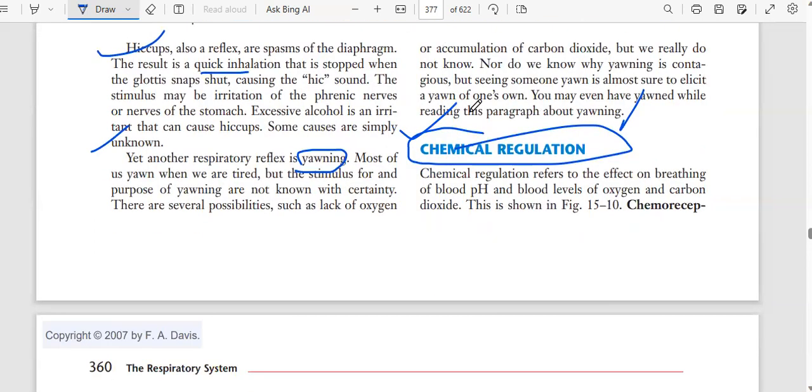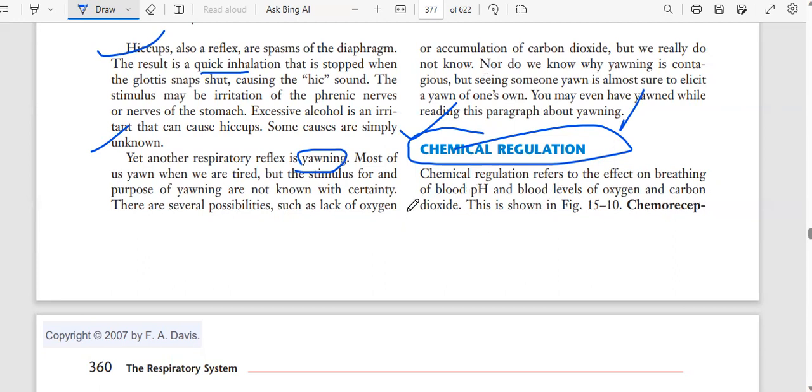In nervous regulation, the medulla and pons will help. We have phrenic nerves, we have baroreceptors, inhalation center, exhalation centers, and other centers. And the hypothalamus will help, the cerebral cortex will help. This is the function. Now we will talk about chemical regulation. Chemical regulation refers to the effect on breathing of blood pH and blood levels of oxygen and carbon dioxide.